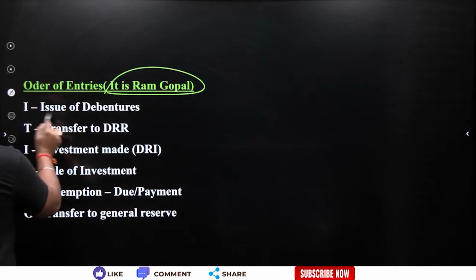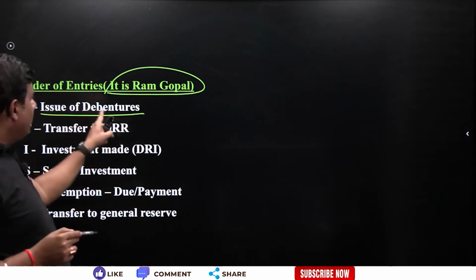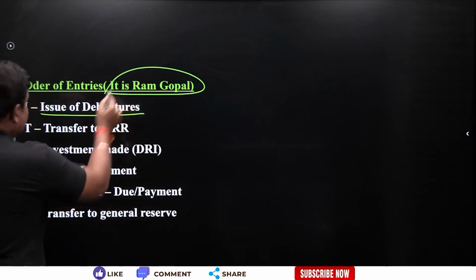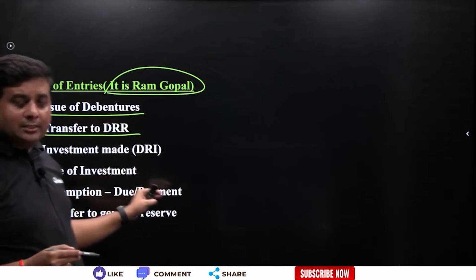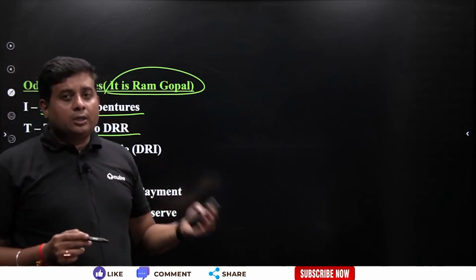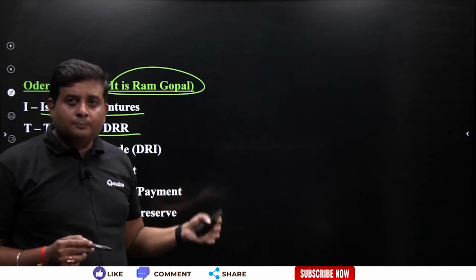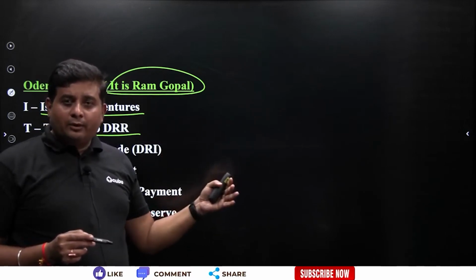Here R stands for issue of debenture. Whenever you issue the debenture, at first you have to pass the entry for the debenture issuing, right? T stands for transfer to DRR, I mean 10% of this. Sometimes the DRR is not created, as I mentioned, because All India Financial Institutions, Housing Boards, and some listed companies are exempted from creating the DRR.